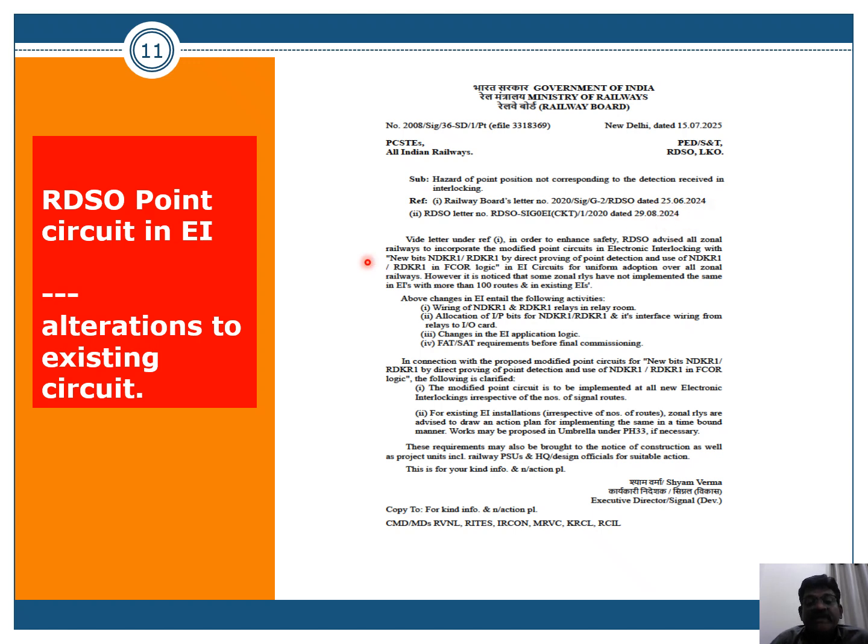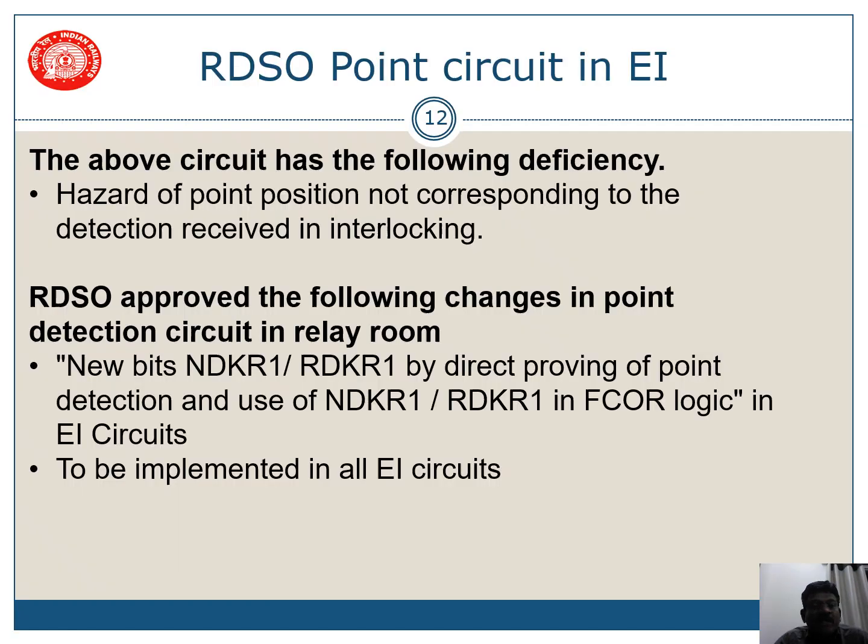In this new circuit, NDKR1 and RDKR1 are introduced by direct proving of point detection, and also use of NDKR1 and RDKR1 in FC4 or logic circuit. The present circuit has the following deficiency. The hazard of point operation not corresponding to detection received in interlocking.